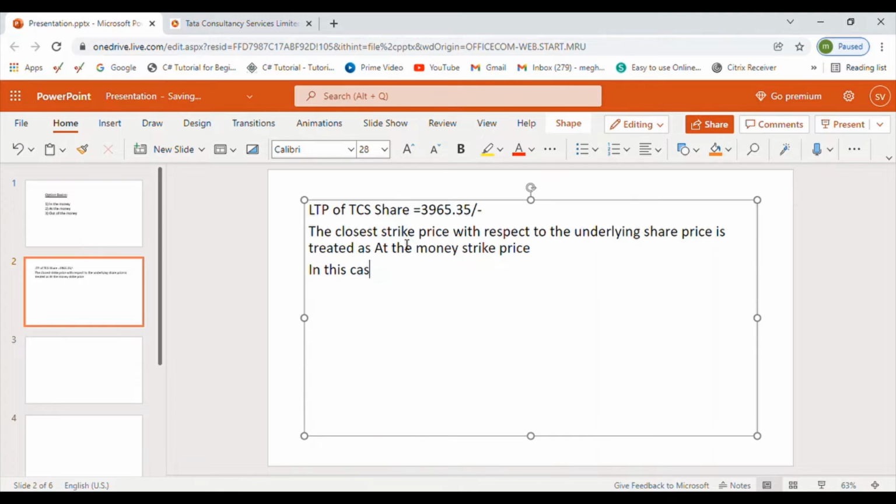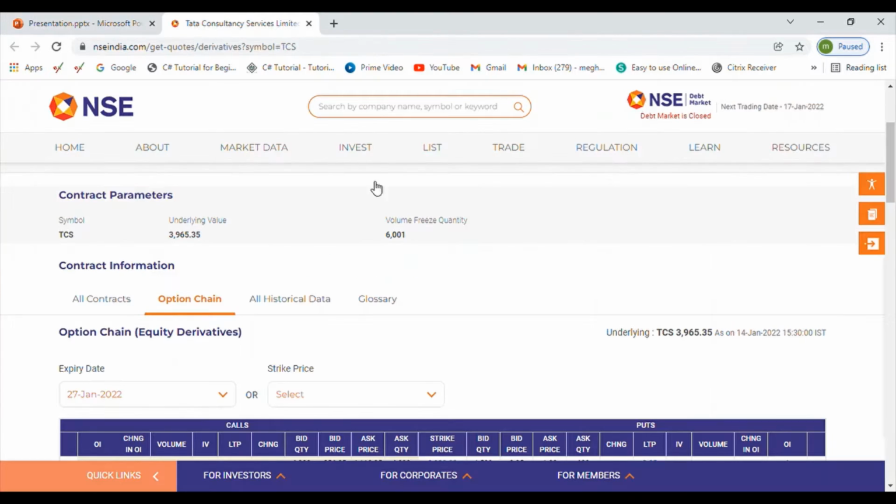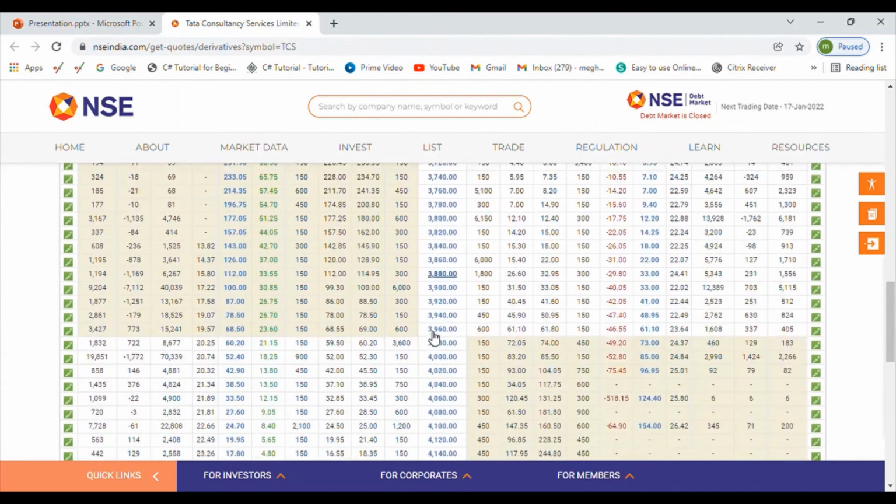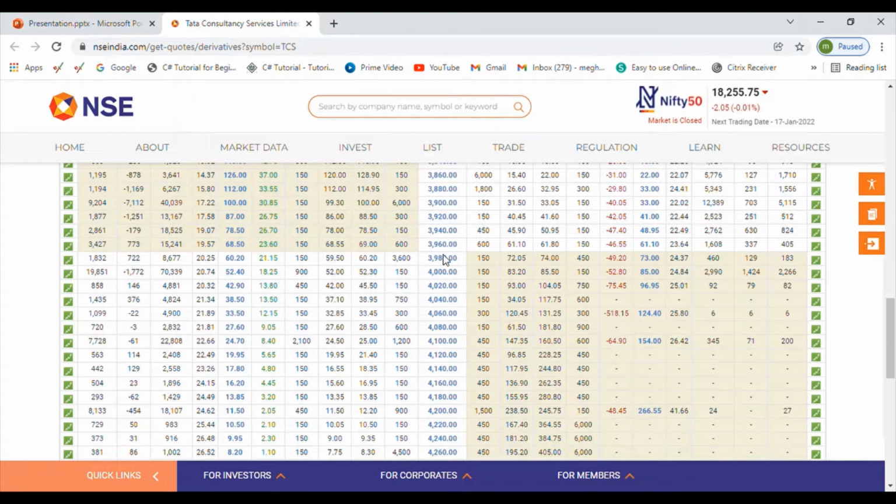In this case, it is 3,960. If you look at this option chain, you will get to understand. See, we have 3,960 and 3,980, but the closest to 3,965 rupees is 3,960. So this is treated as at the money for both call options and put options. What it means is, the closer the strike price to the underlying share price, we are basically playing at the current price itself, right?